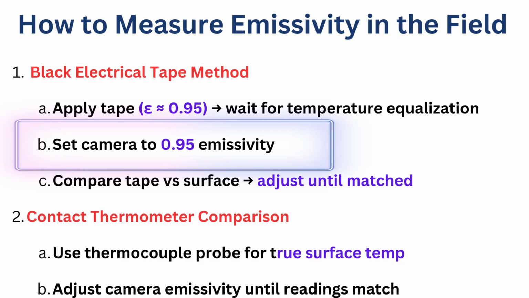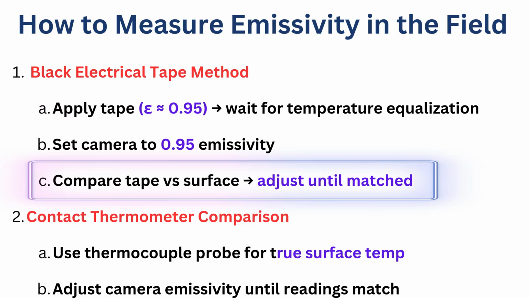After a few minutes I compare the readings. Let's say on the tape I am getting a temperature of 100 degrees Celsius, versus the surface or object that I want to take the IR image of. On the basis of that reading, I adjust the emissivity until the surface matches the temperature that I am getting on the tape. That will be the real emissivity value for that particular object or material.